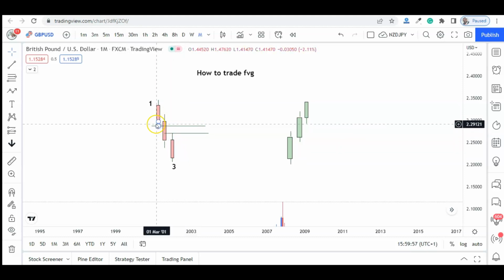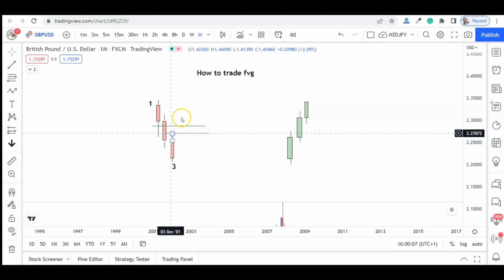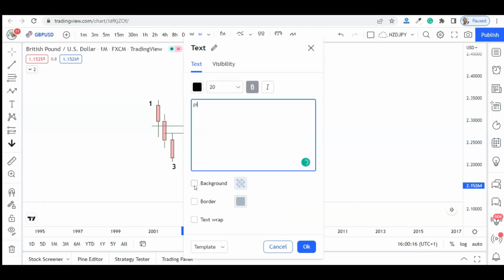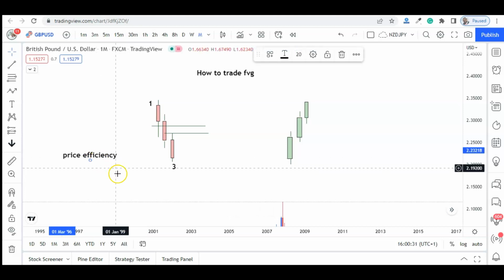If this wick and this wick touch, maybe in this case I have something like this here, for example, then this is not a fair value gap. We don't have any fair value gap. Instead, what you have here is price efficiency. I'm going to make another video on how to trade price efficiency.